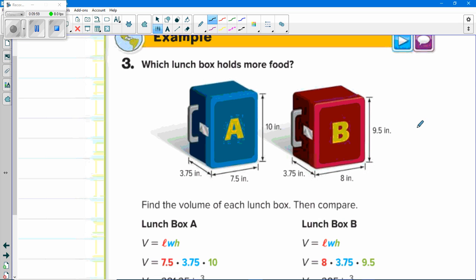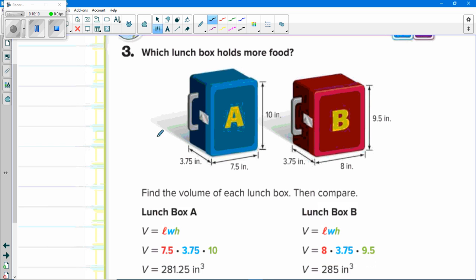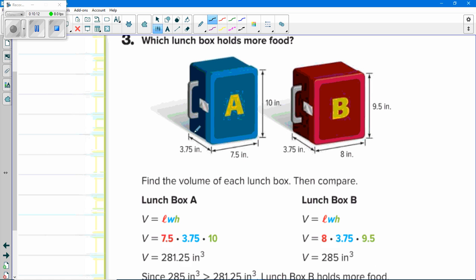Which lunchbox holds more food? Now you'll notice they're both rectangular prisms, aren't they? And this is over on page 642. All right, lunchbox A, we're just going to do the base here. The rectangle, and multiply the width times the length. 7.5 times 3.75 times the height, which is 10 inches. And we see it holds 281.25 cubic inches.